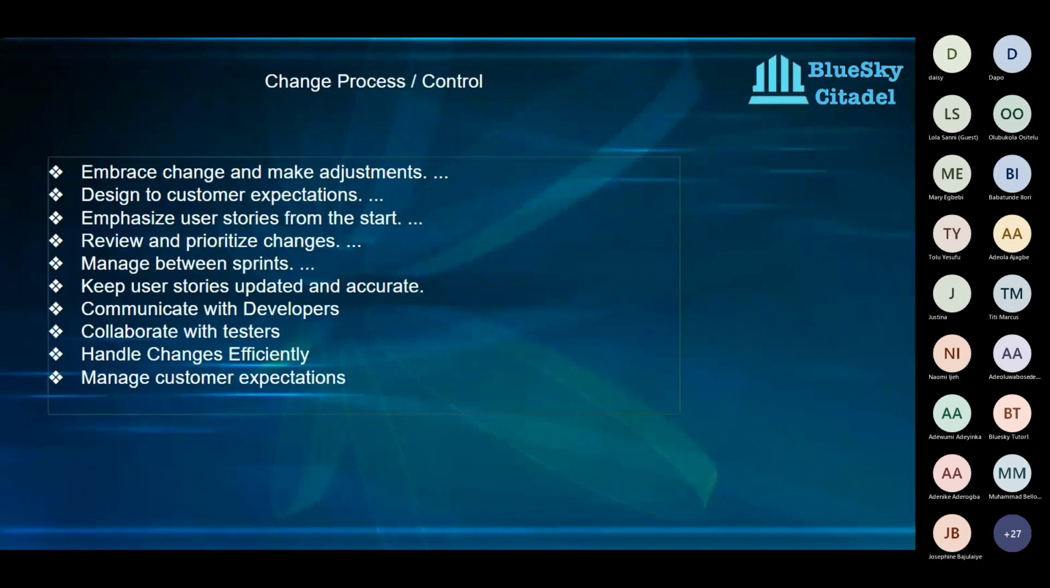Now, keep user stories updated and accurate. Once you have a change that has come in, you want to make sure that whatever user story is going in has all the details in it. The product owner must keep the stories up to date. Even yourself as business analyst, because you also work on the stories, must keep the stories up to date with accurate description and acceptance criteria.